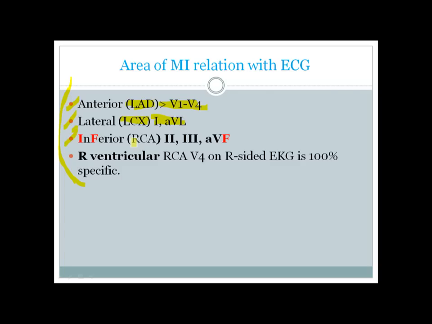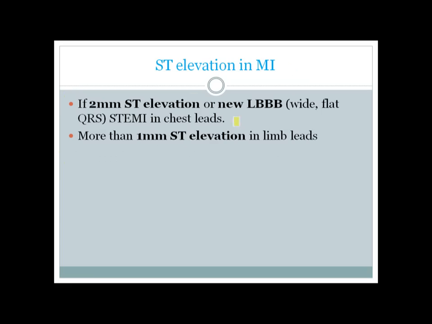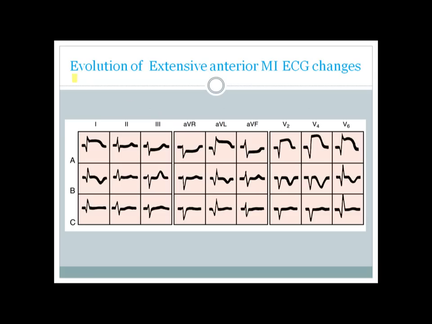If there is an infarction involving the right coronary artery, this should lead to changes in the inferior leads. For the inferior leads, you can easily remember: except for one, you have two I's, three I's. So leads 2, 3, and for the F, you have AVF. So 2, 3, AVF are the inferior leads. In case of right ventricular MI, you can put an extra lead called V4 on the right side. It is actually 100% specific. The ST elevation in MI is typically more than 2 millimeters in chest leads and more than 1 millimeter in limb leads.